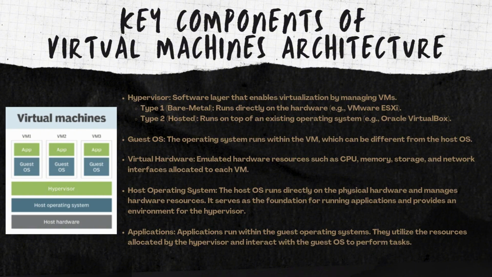Moving on to the virtual hardware: emulated hardware resources such as CPU, memory, storage, and network interface allocated to each VM. The host OS runs directly on the physical hardware and manages hardware resources. It serves as a foundation for running applications and provides an environment for the hypervisor. And the last one is applications. Applications run within the guest operating system. They utilize the resources allocated by the hypervisor and interact with the guest OS to perform tasks.